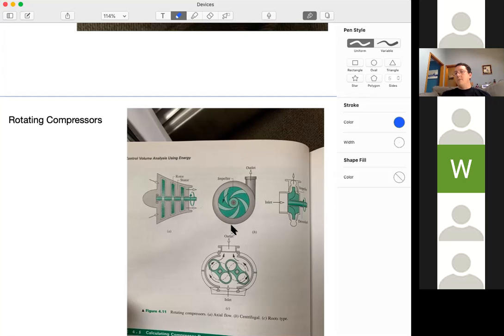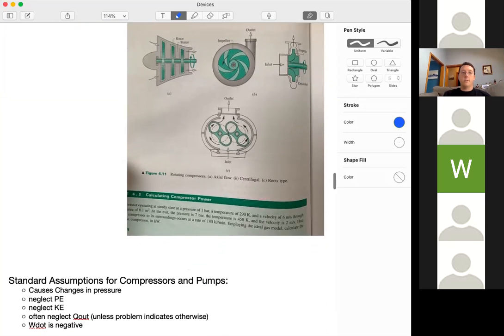You can also have very similar devices for pumps. Typically pumps are for liquids, and compressors are for gas or vapor. But anyway, from a physics point of view, both compressors and pumps achieve the same basic result in that they increase the pressure of the fluid. That's what they do. They are devices which increase pressure. All right.